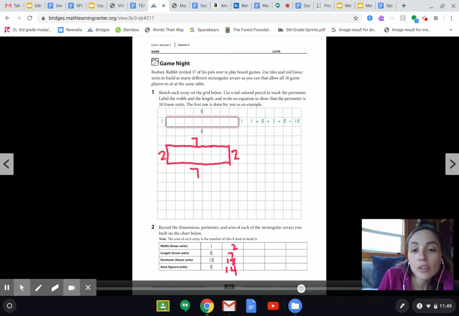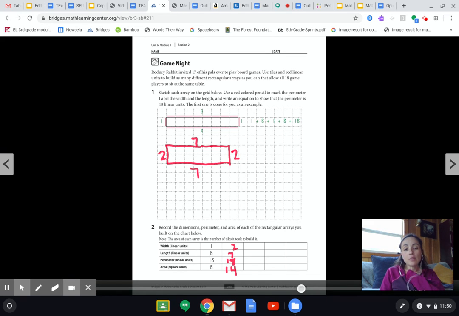And let's go ahead and check our work for the perimeter. So you have a choice. You can either add 2 plus 2 plus 7 plus 7, or you can just count the sides. It's up to you. That's what I'm going to do just to make sure I'm right. 1, 2, 3, 4, 5, 6, 7, 8, 9, 10, 11, 12, 13, 14, 15, 16, 17, 18. So I have enough spaces at this table for all the friends to sit.